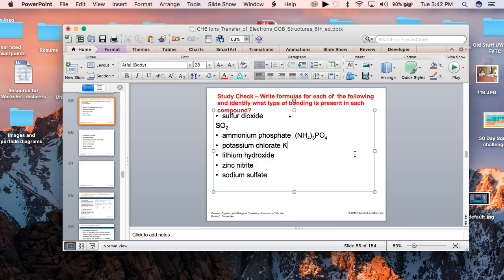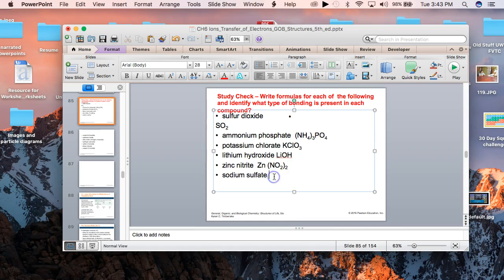And chlorate has 1 negative, ClO3. Lithium hydroxide, so Li is 1 positive, hydroxide is 1 negative, the charges are balanced, LiOH. Zn, zinc nitrite, Zn is +2, nitrite is 1 negative, NO2 minus, so you need 2 of it.